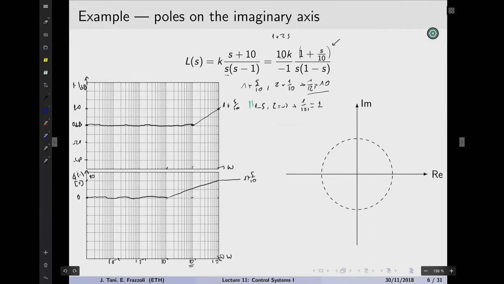Well, what are we going to do with this? This is a term at the denominator now, right? So the contribution of the magnitude, the breakout frequency is 1, so it's 10 to the 0 here. So this goes 0, 0, 0 up to here. And then it starts going down with 20 dBs per decade, something like this. And what about the phase?